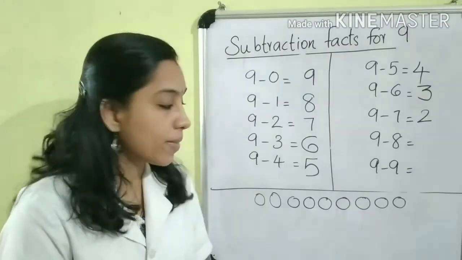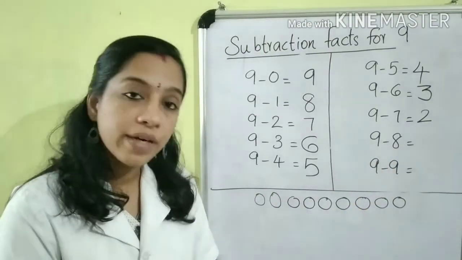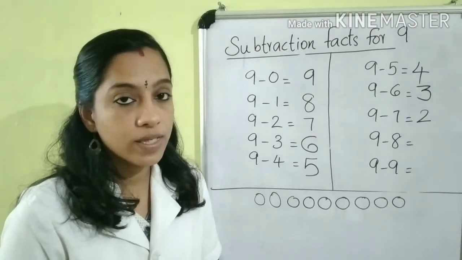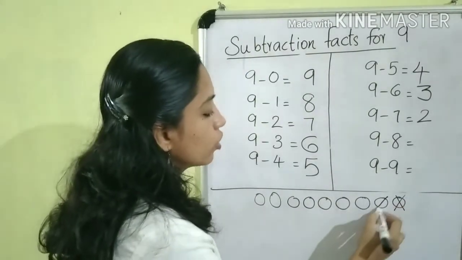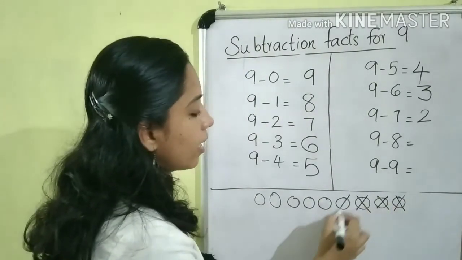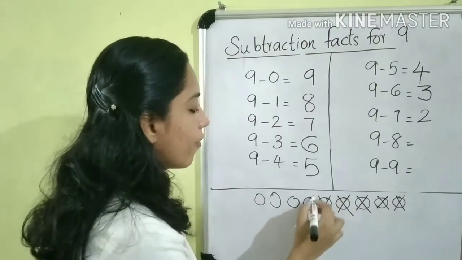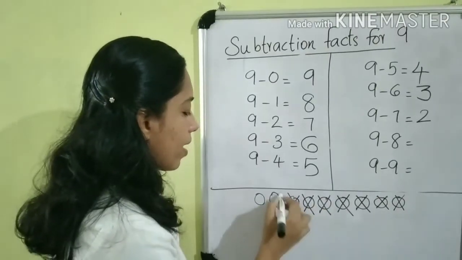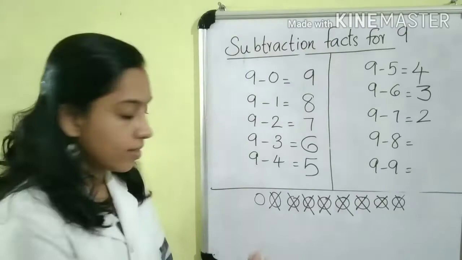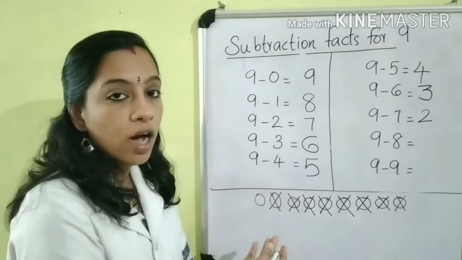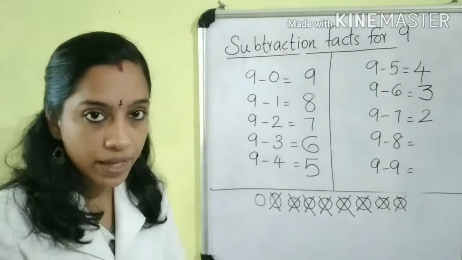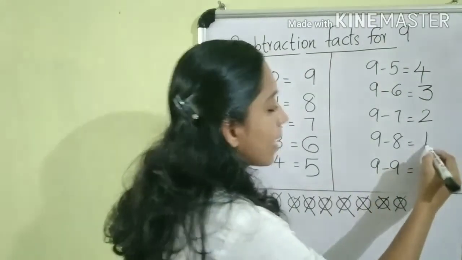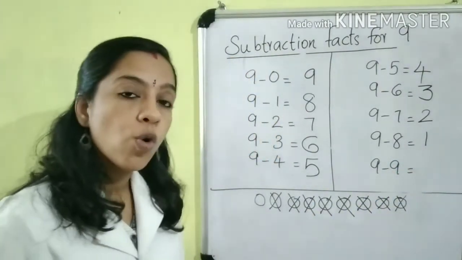Next we have to subtract 8 from 9. So we can cross out 8 circles. 1, 2, 3, 4, 5, 6, 7, 8. See here? How many circles left? Only 1. So our answer becomes 1. That is 9 minus 8 is equal to 1.